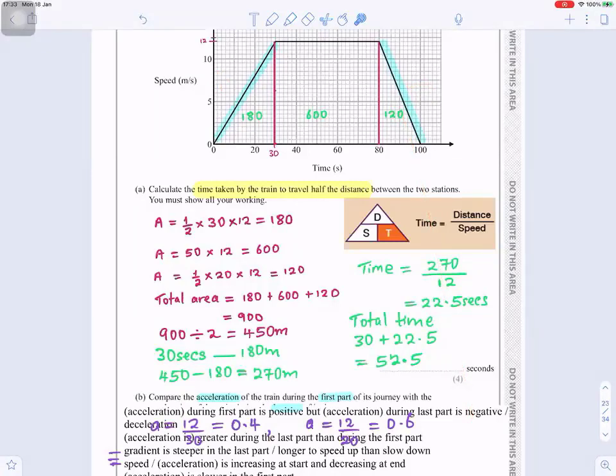During the first part, the acceleration is 12 divided by 30, which is 0.4 meters per second squared. And during the last part, the acceleration is the velocity 12 divided by the time, which is 20. 12 divided by 20 is 0.6 meters per second squared. So acceleration is greater during the last part than during the first part. Or you can say the gradient is steeper in the last part than in the first part.